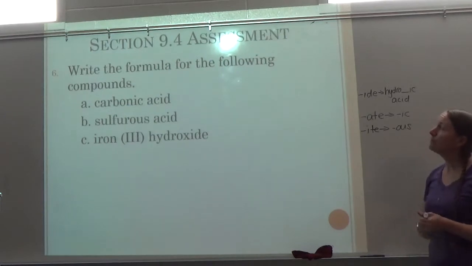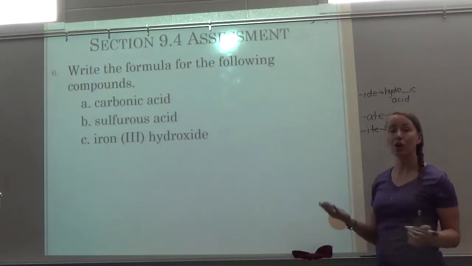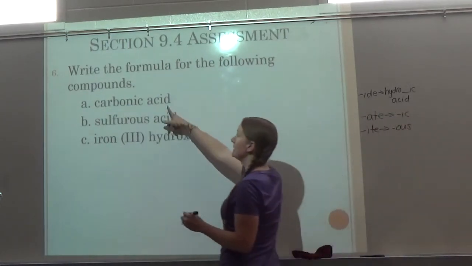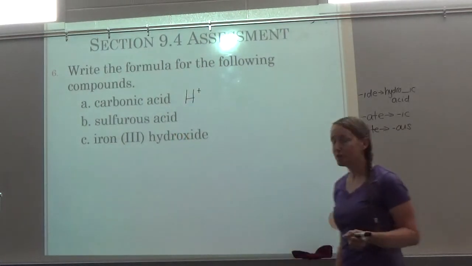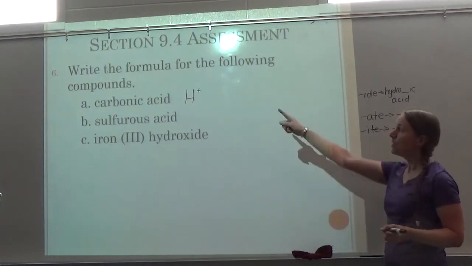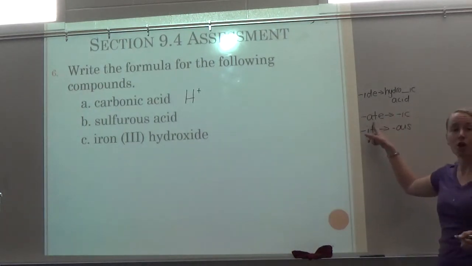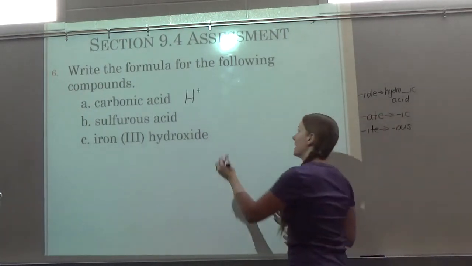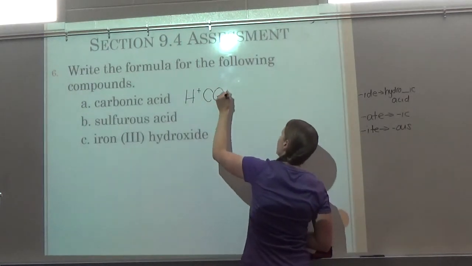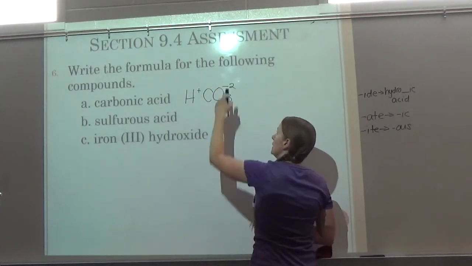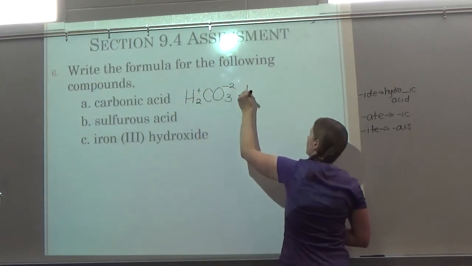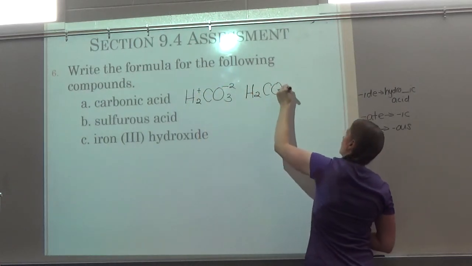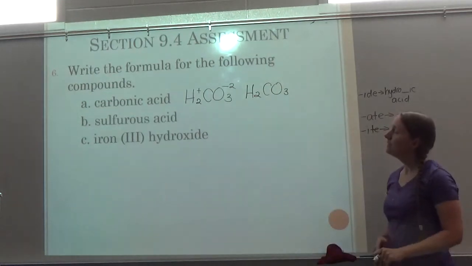Alright, so it says write the formula for the following compounds. So we have carbonic acid. Remember, if it ends in acid, it starts with H. H has a positive charge. Alright, so we have H+. Carbonic came from carbonate. So if you look at your polyatomic ion sheet, carbonate is CO3, -2. And so a +1 and a -2 don't cancel, so I cross my 2 down. So it becomes H2CO3, carbonic acid.